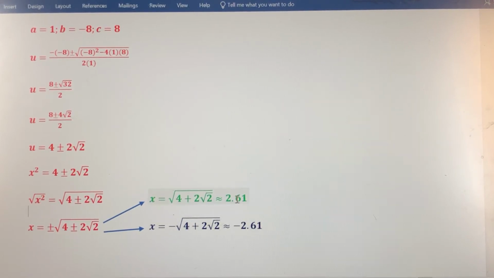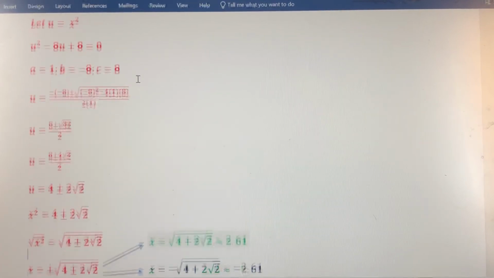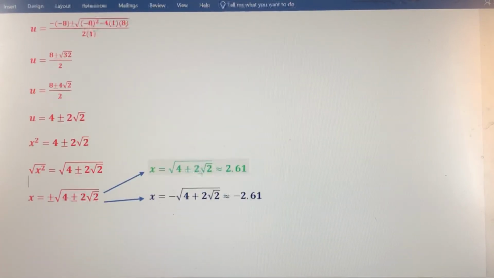If you plug these values into the original equation, you're not going to get it exactly equal to 0, but it's going to be very close. It's going to be like 0.0001, or negative 0.0001, or something like that. But it's going to be really close to 0. Because we rounded, it won't be exactly 0.